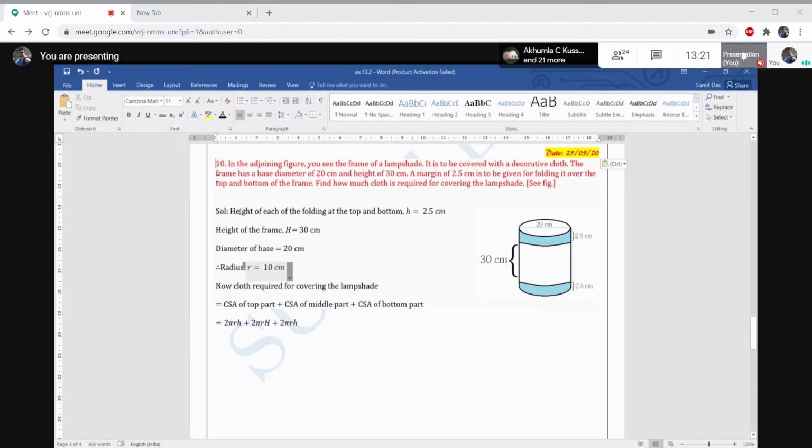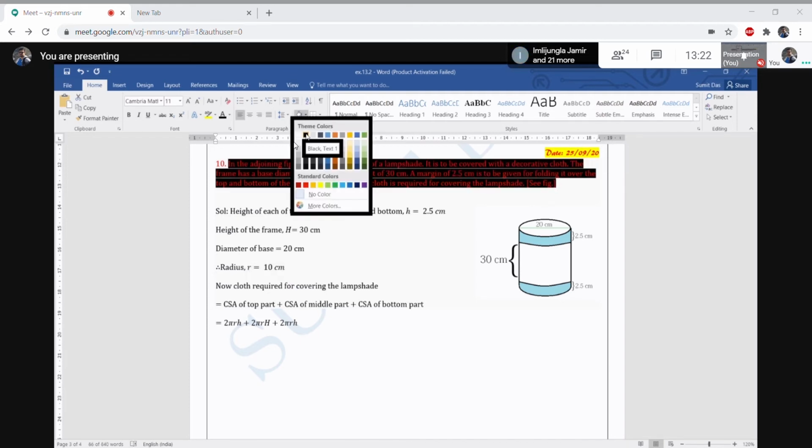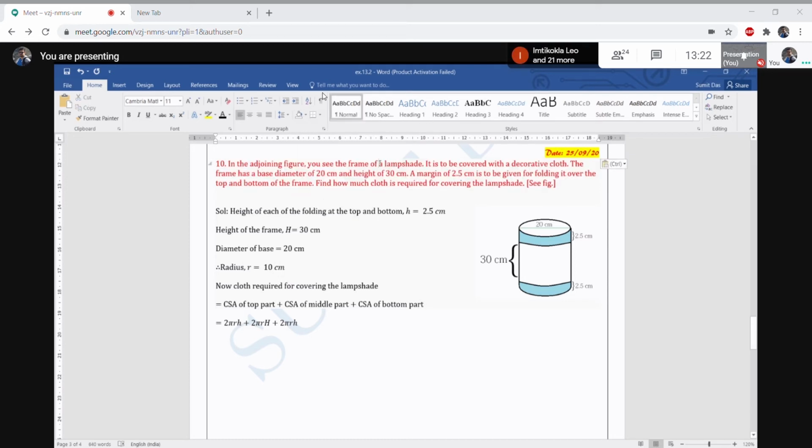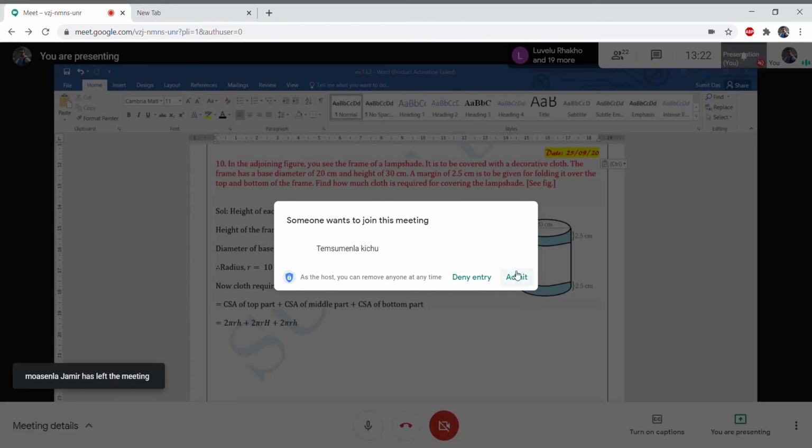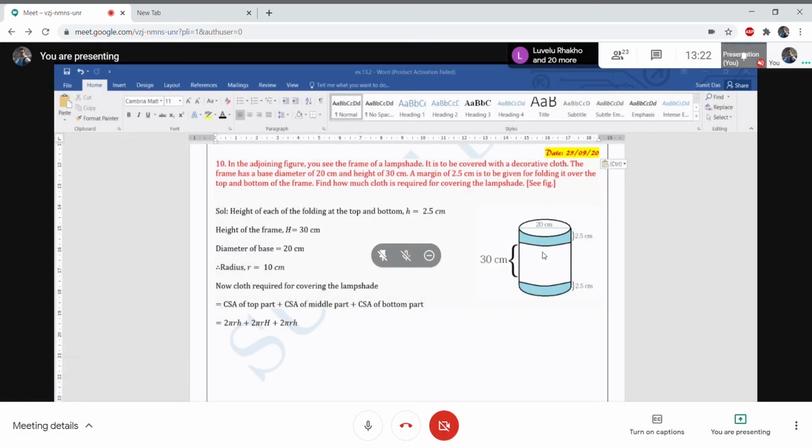First we will write whatever is given. First thing given here is the height of the folding top and bottom. You can see the sky blue colored part. This part we can fold, right? And this height is given 2.5 centimeter. So we write height of each folding top and bottom, that is h equal to 2.5 centimeter.